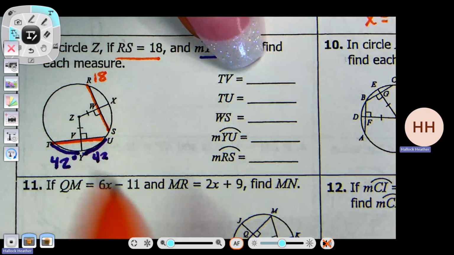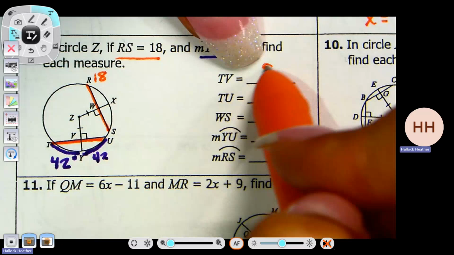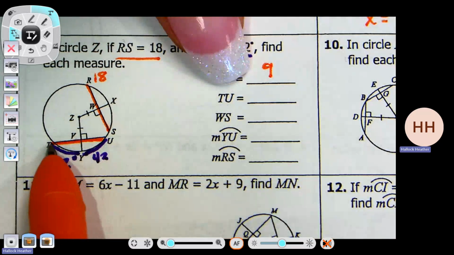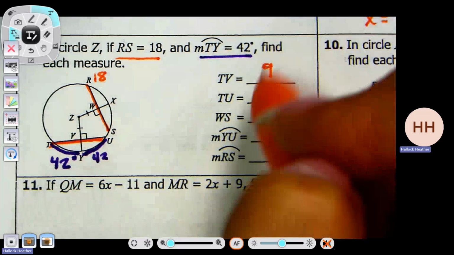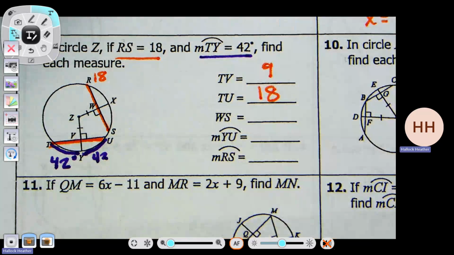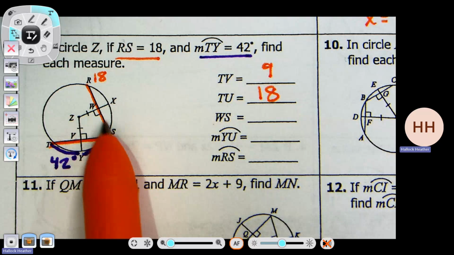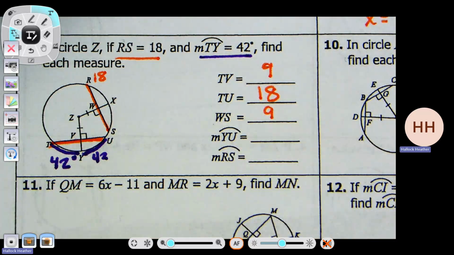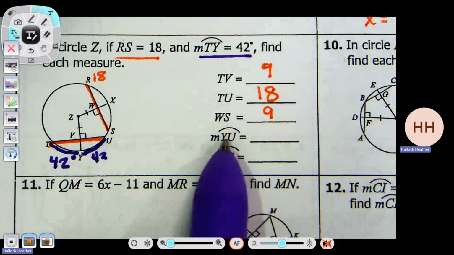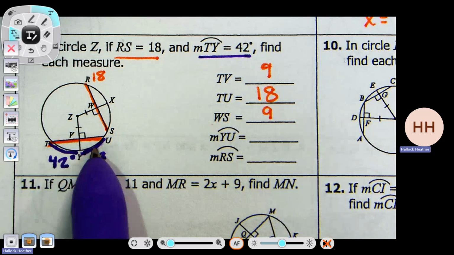T to V is going to be how much? 9, because the chord is being bisected. T to U, the whole chord, is how much? 18, because it's the same as the other chord. W to S is on the first chord, 9. And now you're talking about arc measure, which is the outside of the circle in degrees. So you have Y to U, which is how much? 42, because it matches the other side.